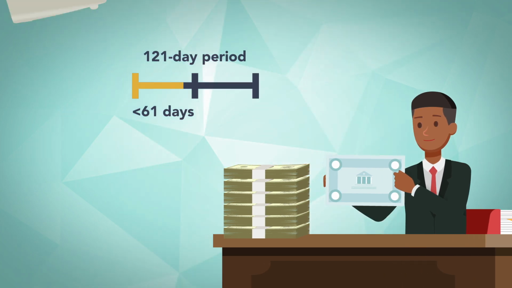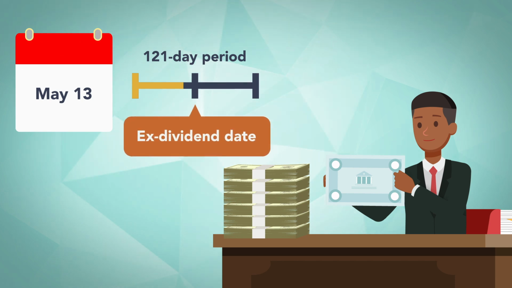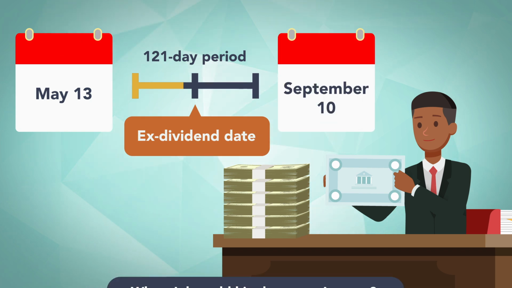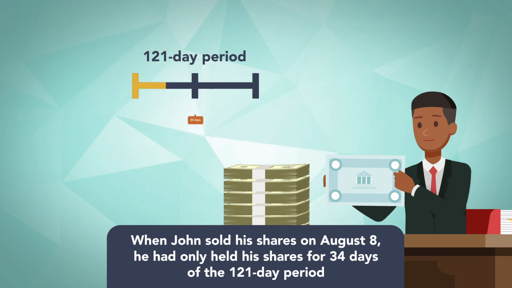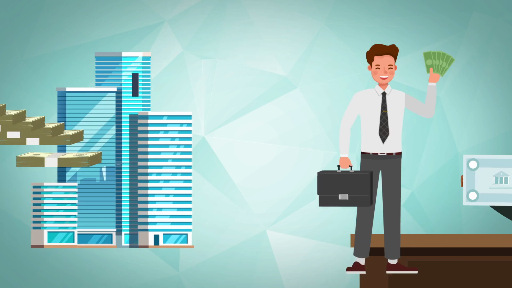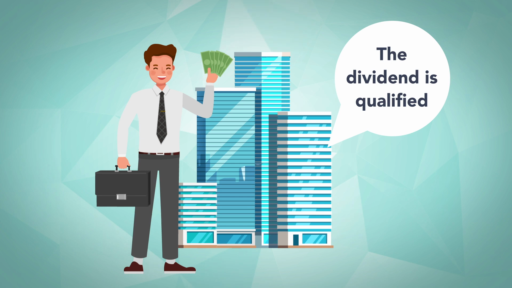The 121-day period began on May 13th, which is 60 days before the ex-dividend date, and ended on September 10th. When John sold his shares on August 8th, he had only held his shares for 34 days of the 121-day period. The payer of the dividend, not the receiver, makes the determination of whether a dividend is qualified.